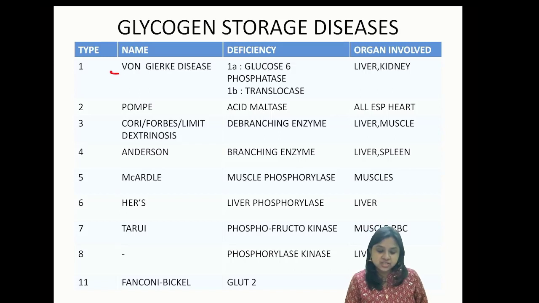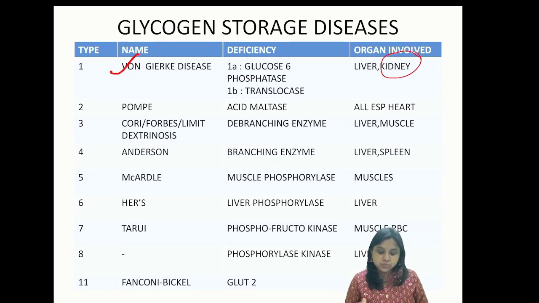So von Gierke's disease, the enzyme deficient, it is of two types, 1A and 1B. 1A is a glucose 6-phosphatase defect and 1B is a translocase defect. Okay, and remember, in von Gierke's disease, you're going to get two organ involvement, hepatomegaly and renomegaly. So if you find kidney involvement, one thing you need to remember is that we are dealing with GSD type 1.